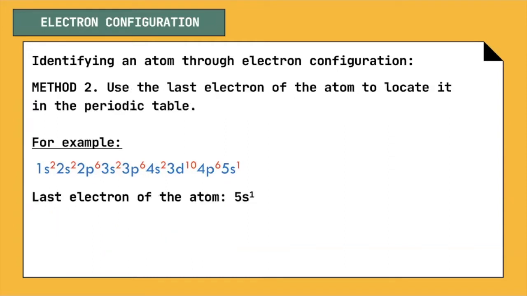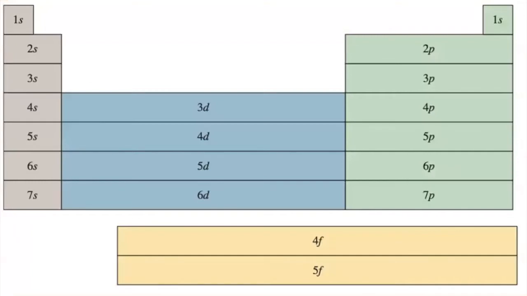Then the second method would be using the last electron of the atom to locate it in the periodic table. For example, as you can see in this SPDF notation, the last electron of the atom would be the 5s1, or the electron in the 5s orbital. So 5s1, just keep that in mind. This is how we can actually use the periodic table in locating electrons.